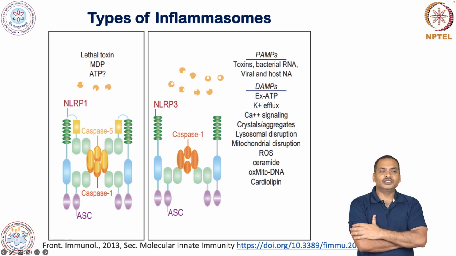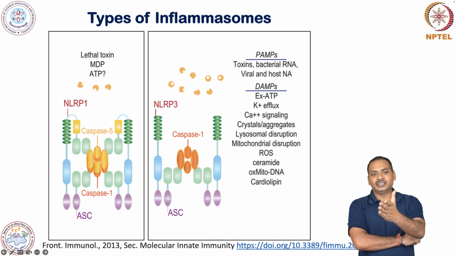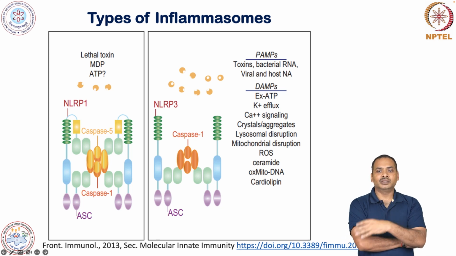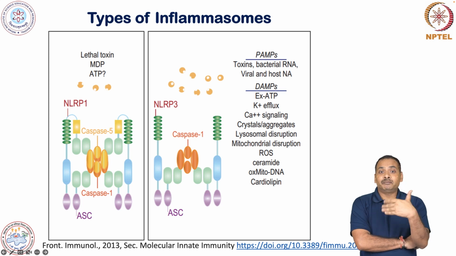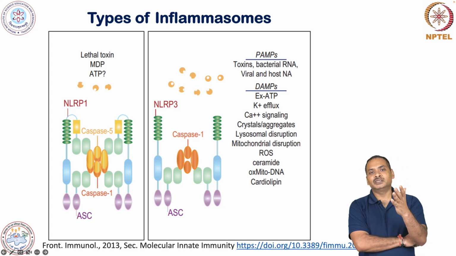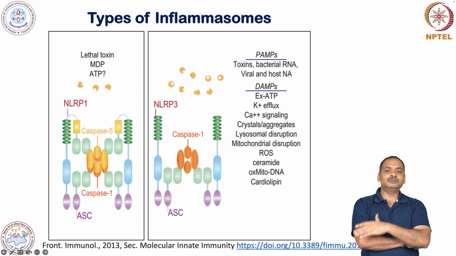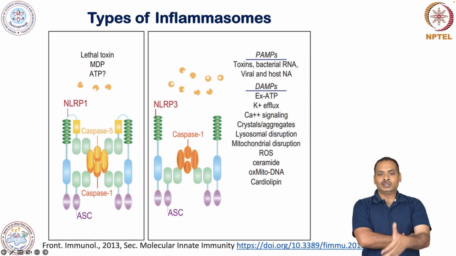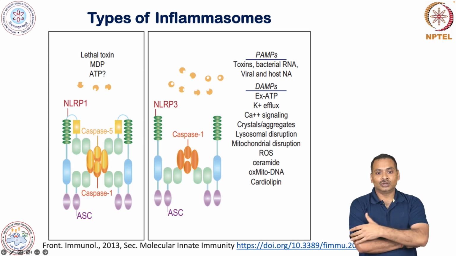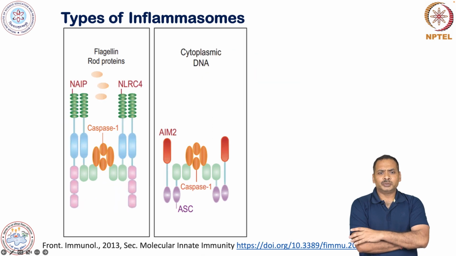There are various kinds of inflammasomes. NLRP1, here you can see, is activated by lethal toxin, MDP, ATP, and here is the NLRP3 inflammasome. There is quite a big list, and this list is very long. It is activated by PAMPs as well as DAMPs. PAMP is a pathogen-associated molecular pattern which originates from the pathogen, and DAMPs are basically our own molecules, damage-associated molecular patterns. So this can be activated by our own molecules also. So this is about the NLRP3 inflammasome.